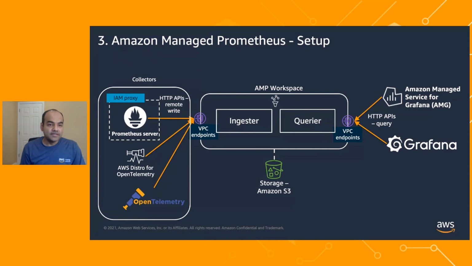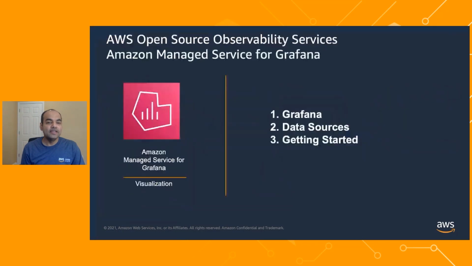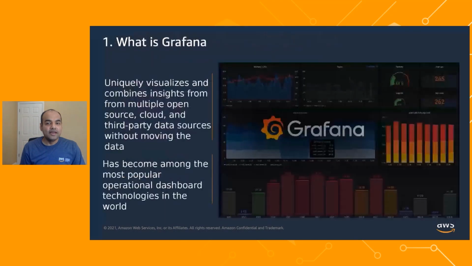That's about Prometheus. Let's move on to the next one for visualization, which is Grafana. Amazon Managed Grafana makes it very easy to visualize logs all in one place using the open source software Grafana. Grafana lets you visualize and combine insights from multiple open source, cloud, and third-party data sources. It is one of the most popular visualization tools in the open source community.